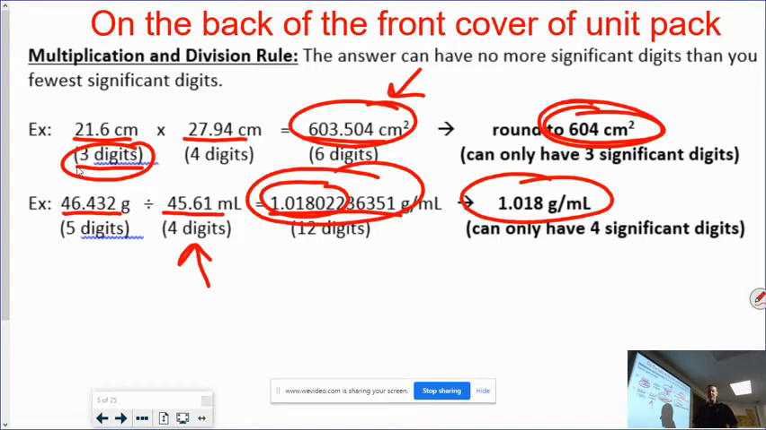Again, I would have this sheet out all the time as you are doing these problems until you get comfortable with this.